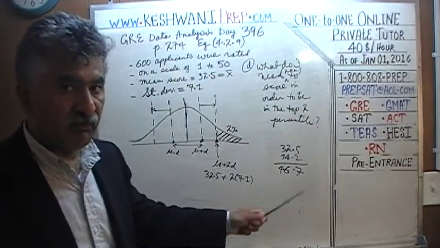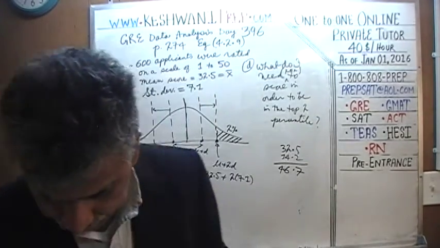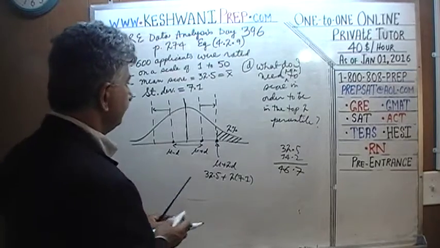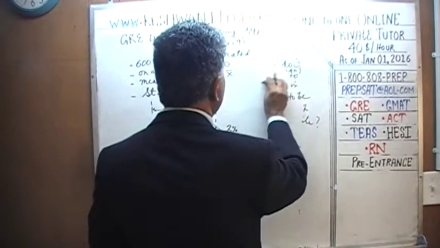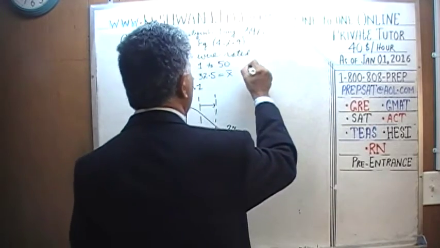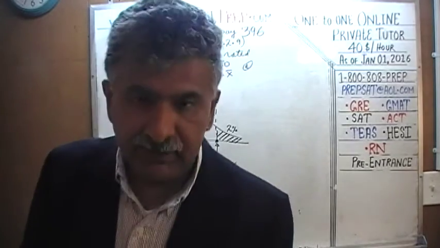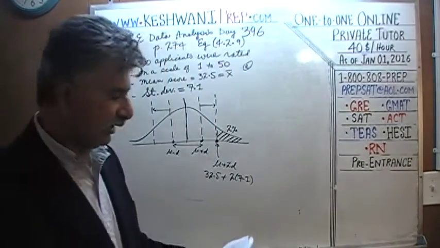If you manage to score this much or above this, you are in the top 2 percentile. Let's do part E. Part E is asking us, again, you understand, A, B, and C were in the book. D and E and F are not in the book. This is not in the book.